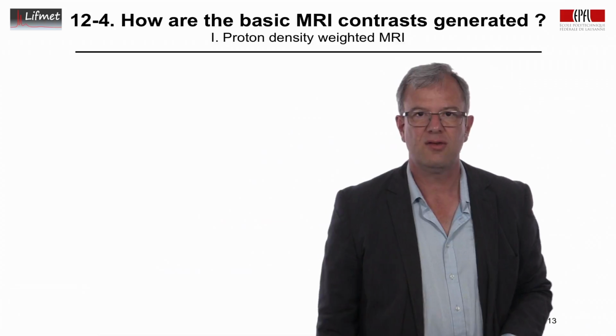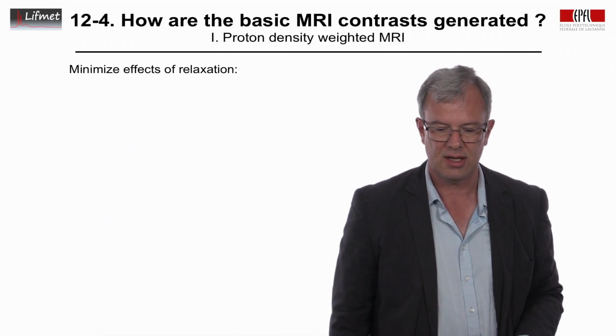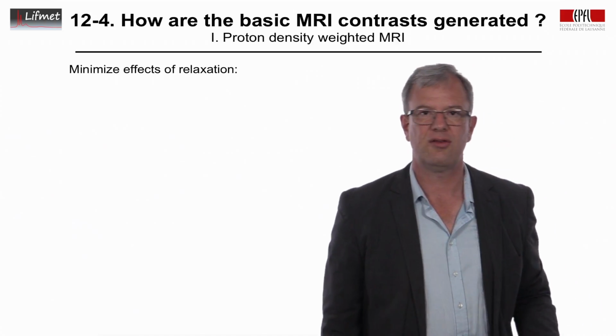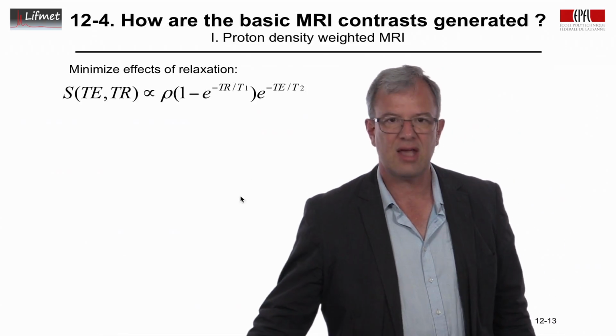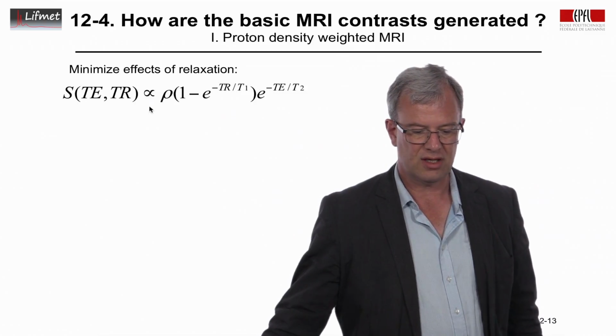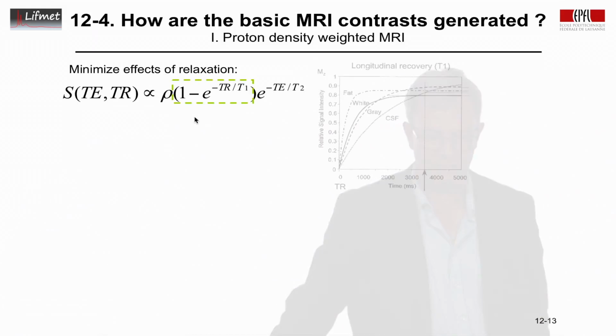So how are the basic MRI contrasts generated? We'll start out here with proton density weighted MRI. For proton density, one wants to minimize the effects of the relaxation. So I'll take again the basic equation that we have, the signal as a function of TR and TE. We want to minimize the effect of T1.